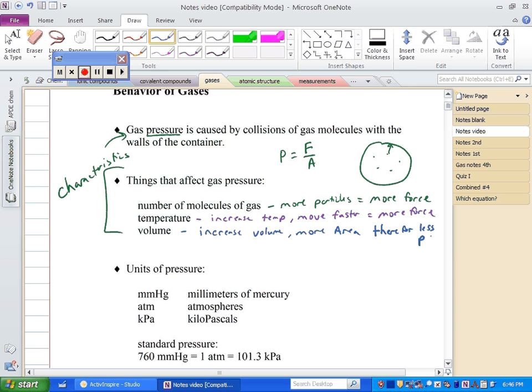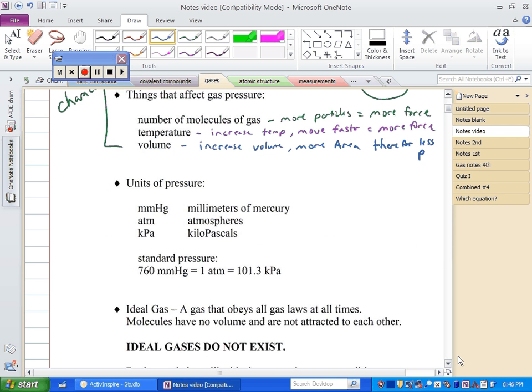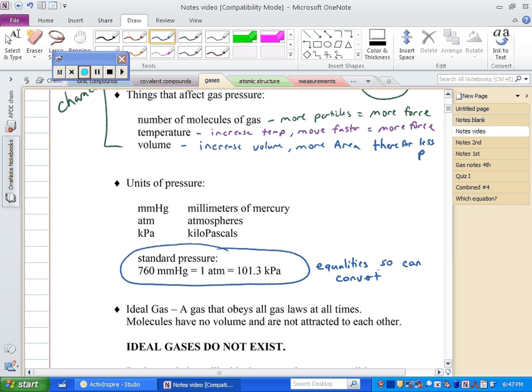Now we have different units of pressure. Standard pressure is defined as 760 millimeters of mercury, which is equal to 1 atmosphere, which is equal to 101.3 kilopascals. We have equalities here with our units, so we can convert.